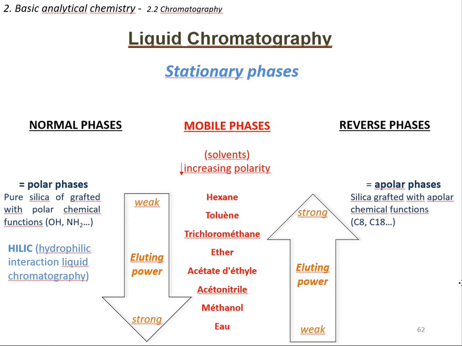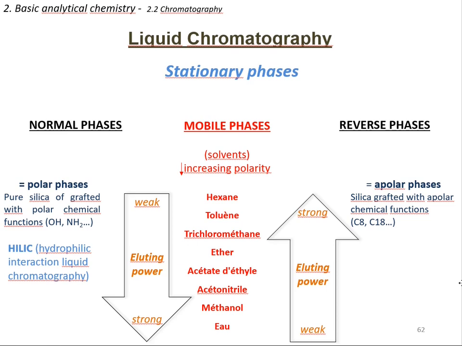So here are the two main types of liquid chromatography for analytical purposes. On the left, you have normal phases. The normal phases are stationary phases made of pure silica or graphite with polar chemical functions like hydroxy or amine. These phases are thus polar, and so a non-polar solvent like hexane will be a weak solvent. It will have a weak power of elution.